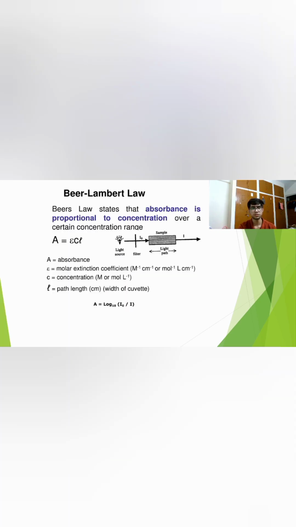So now further let's talk about Beer-Lambert's law, which states that when a monochromatic light passes through a solution, the decrease in intensity of incident radiation with thickness of solution is directly proportional to the intensity of incident radiation as well as the concentration of solution. So if we see it in mathematical terms, A is equal to epsilon C l, where A is absorbance, epsilon is molar extinction coefficient, C is concentration, and L is path length.